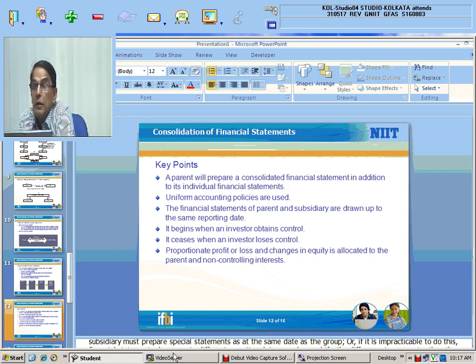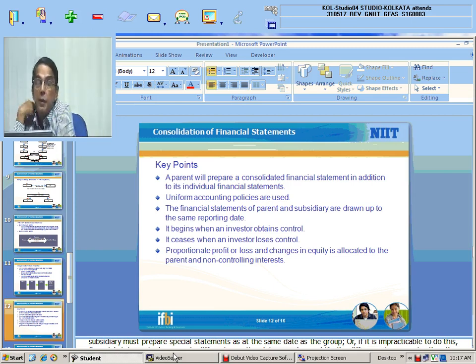Sometimes it is impracticable to prepare special statements as at the same date as the group. So in that case, financial statements drawn up to different reporting dates may be used if the difference is no greater than 3 months and adjustments are made for effects of significant transactions or other events which occur between those dates and the date of the parent's financial statement.